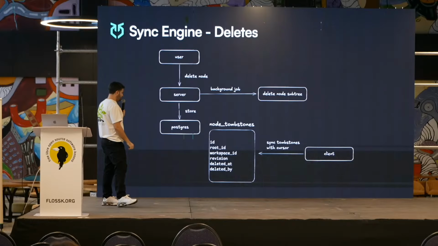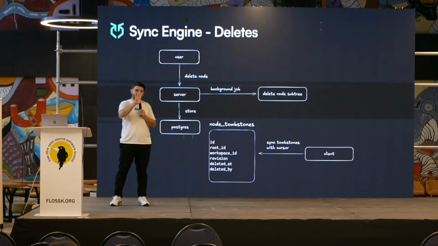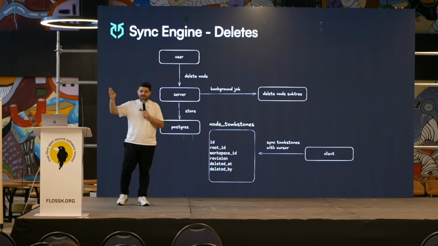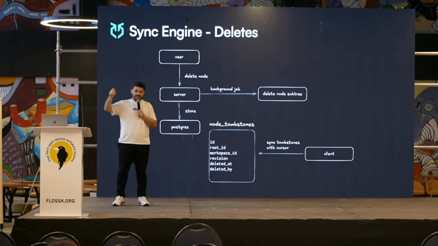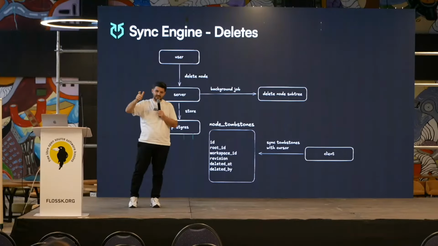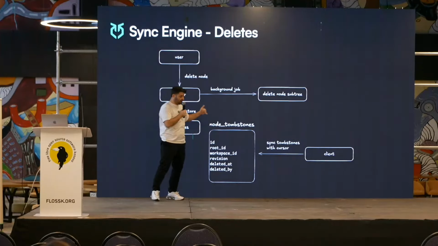So what we decided to do is, when a delete comes, we delete only that node specifically. Then we queue a background job to delete everything else, which can be recursive, because that can be a chat which might have millions of messages. So we don't want to have a lot of latency. But in the meantime, we create a new table called node tombstones.